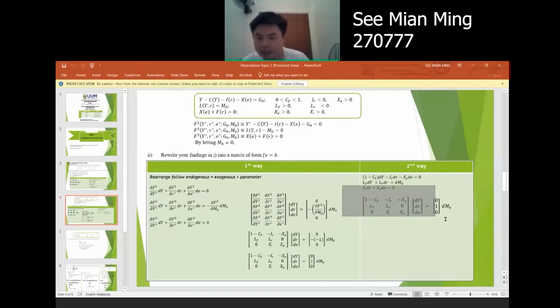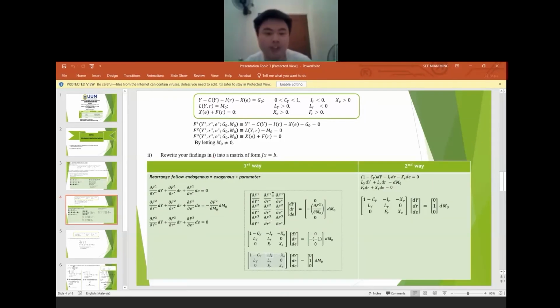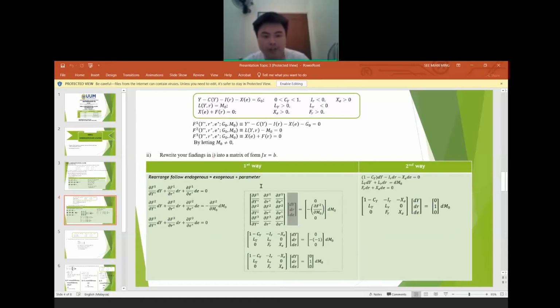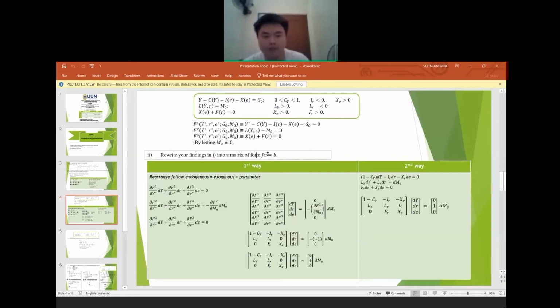Thank you. We get the same answer using the matrix form. We use the first question and write it in matrix form. Before we start to form a matrix, we have to arrange it as endogenous, exogenous and parameters. In these expressions, we only have exogenous and endogenous variables. The endogenous ones are dr, dy, and also de. For the rest, we just follow these rules.